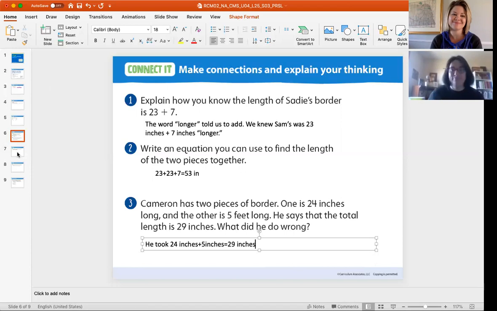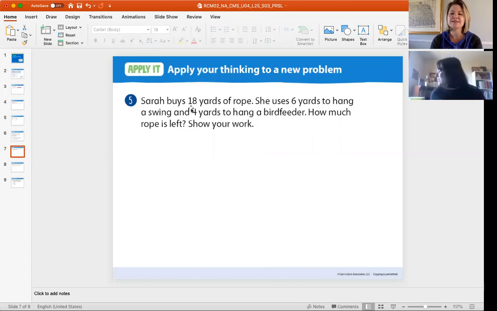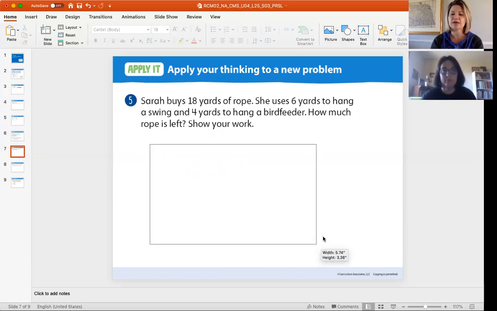All right, let's apply it to a new problem. Sarah buys 18 yards of rope. She uses 6 yards to hang a swing and 4 yards to hang a bird feeder. How much rope is left? Show your work. Well, what do we know? We know that this is a what kind of problem? 2-step problem. 2-step problem.